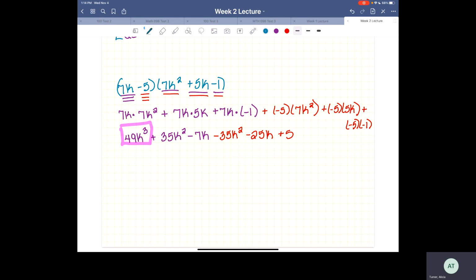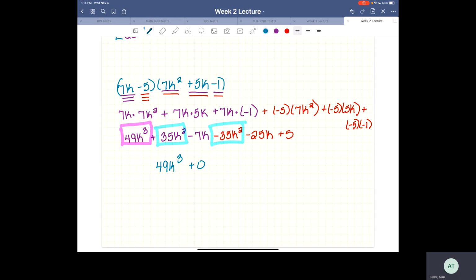I'm going to look and see if there's any other terms that have a k to the third power, and if there are, then I'm going to combine those. We do not have anything that has a k to the third power. We have lots of k squared, and then we have some k, but we don't have anything k to the third power. Okay, so next I'm going to look at 35k squared. I actually have a negative 35k squared. Positive 35k squared and negative 35k squared give me 0.